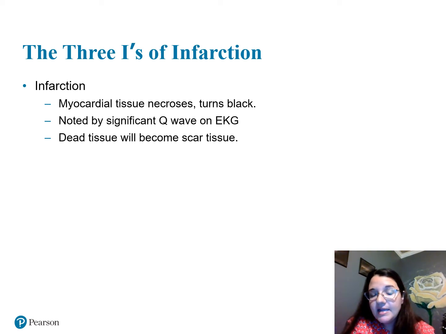Ischemia is going to be white. My T waves are going to be inverted. Injury is going to be blue, and my ST segment is going to be elevated, raised, high, positive. And if I am an infarction, my tissue is going to turn black. I have dead tissue, nothing's going to get through, and I'm going to have a significant Q wave, a very big Q wave.